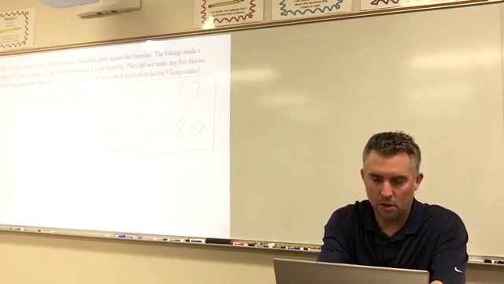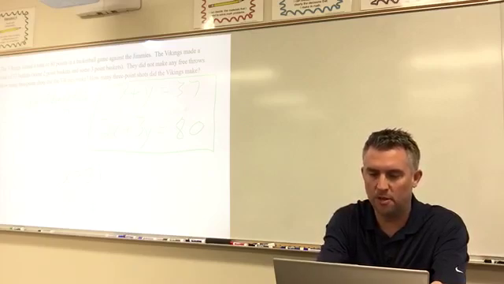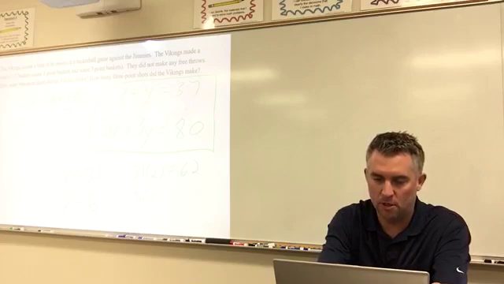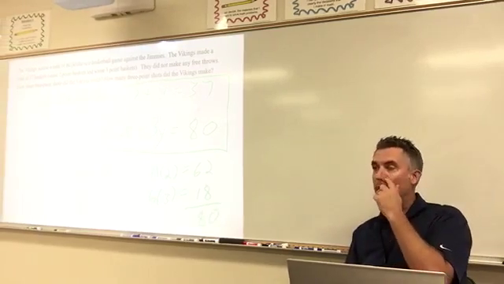X ended up being 31 2-pointers, and Y ended up being 6 3-pointers. So we could check it. If I made 31 2-pointers, that would have been 62 points. And if I made 6 3-pointers, that would have been 18 points. So the 2s and the 3s would have added up to 80. And that makes sense, right?